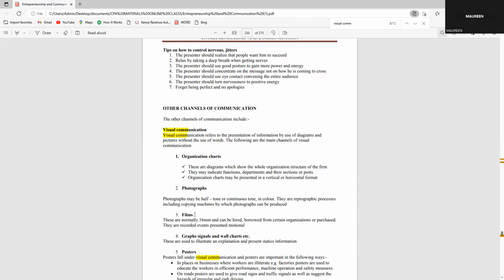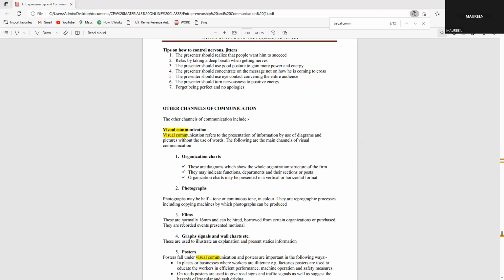We have photographs as another type, which is a reprographics process, including copying machines by which a photograph can be produced. You can produce a photograph, and on it you can draw any information you want to pass, then you can post it anywhere or share it. As you do so, people will understand what you are communicating. Then we have another type, which is films. A film can be hired, borrowed from certain organizations, or purchased. They are recorded events, presented in an emotional way.